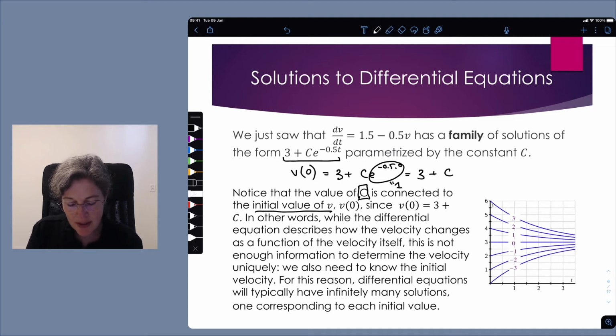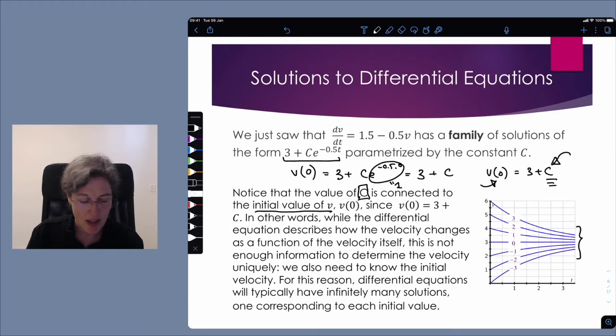So just to make this absolutely clear, depending on what our initial velocity is, that will give us a particular value of c. If we have a little bit more information, if we know how fast our thing is starting off, then we can pick which of the family of functions we're actually working with. But if we don't have that information, then we just say, well, it's one of these many values.